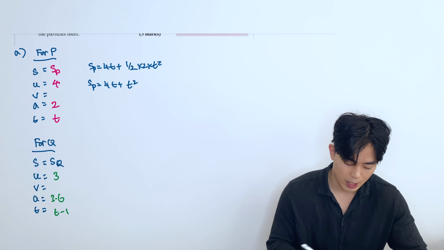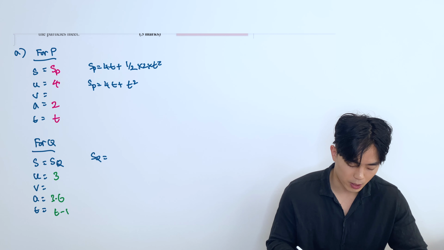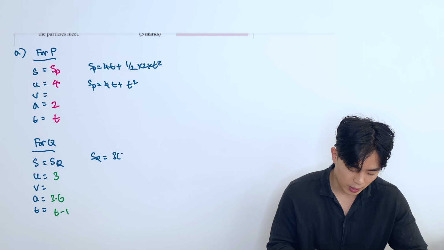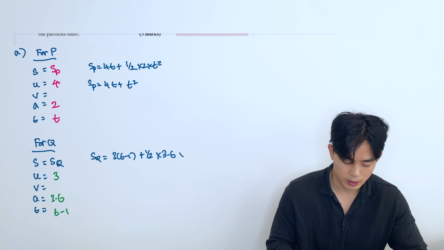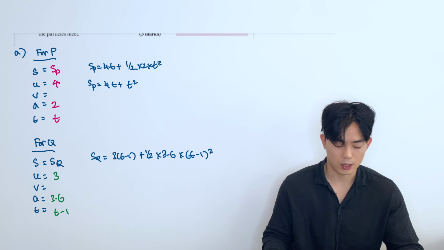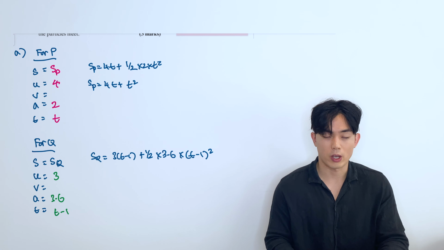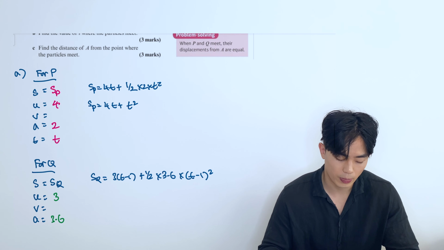Once we do this, then we can use the same equation to create a displacement equation for Q. So it's 3 times (t minus 1) plus half times 3.6 times (t minus 1) squared, like this. And so we have the two equations for P and for Q.